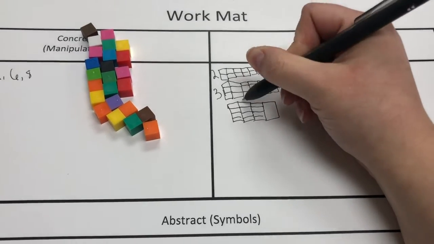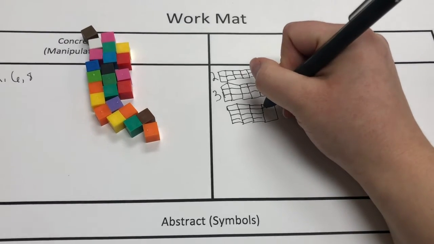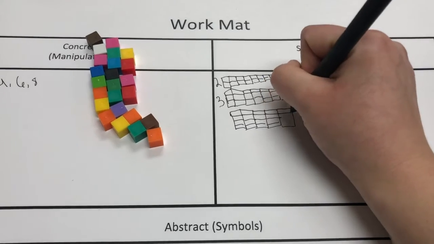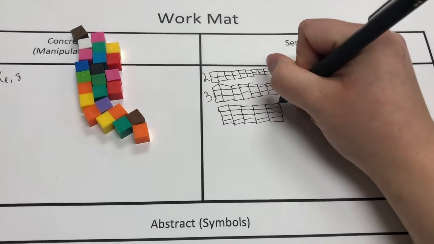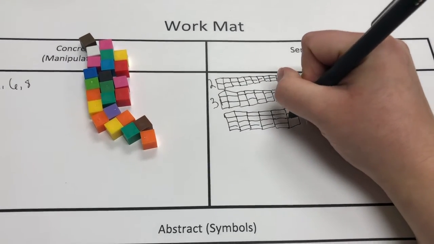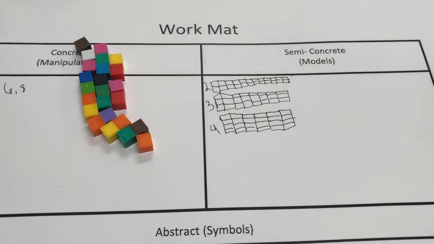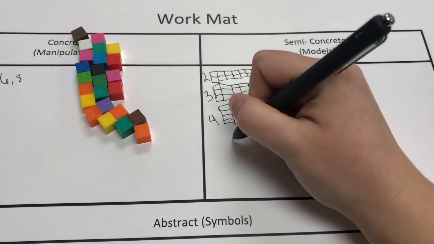So that's 4, 8, 12, 16, 20, 24. So we know that 24 is divisible by 4.